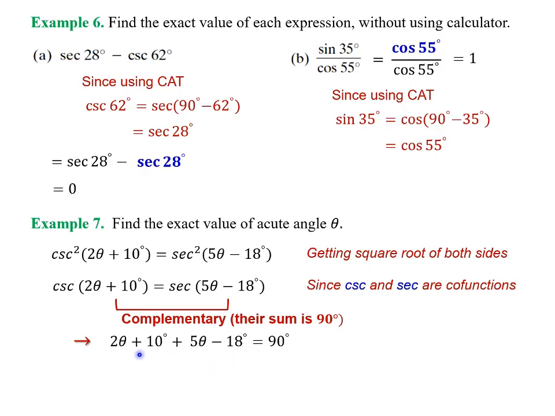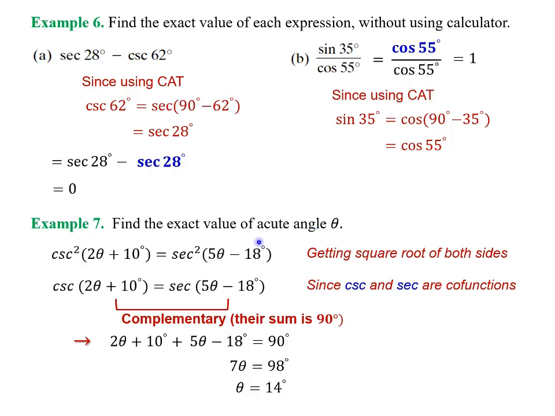So if I'm solving for theta, I have to put the theta on the left side and no theta on the other side. So I will get 7 theta is equal to 98 degrees, because 2 theta plus 5 theta is 7 theta. Then 90 degrees minus 10 degrees plus 18 degrees, you will get 98 degrees. Then dividing both sides by 7, theta is equal to 14 degrees. So this is the answer for your expression here. That is the value of theta.